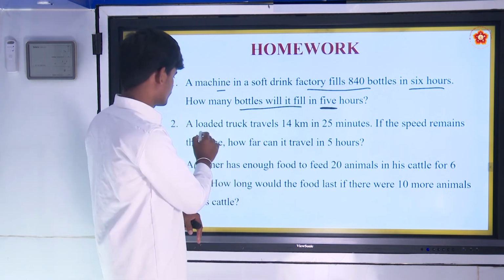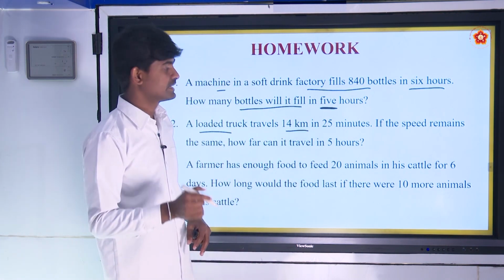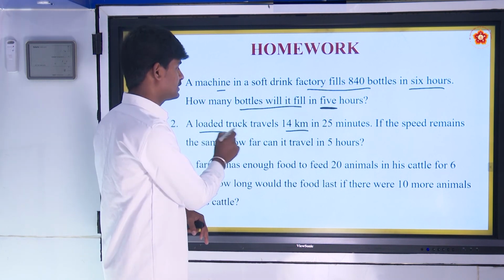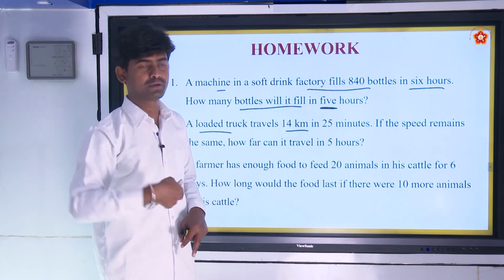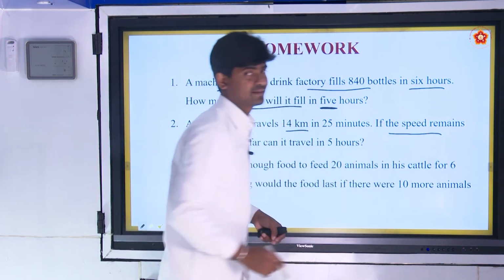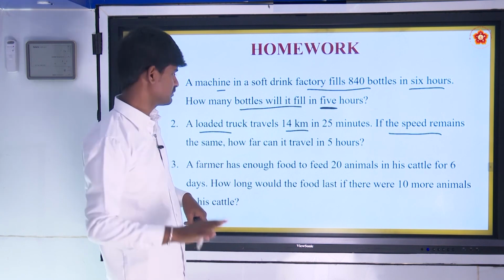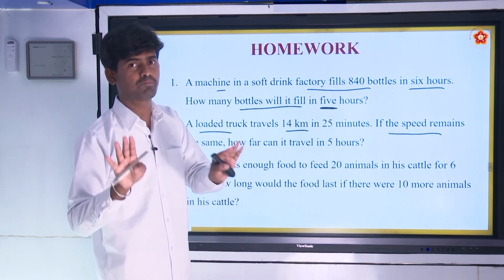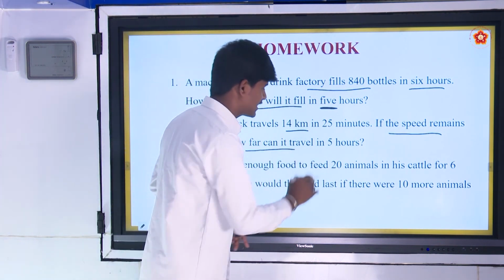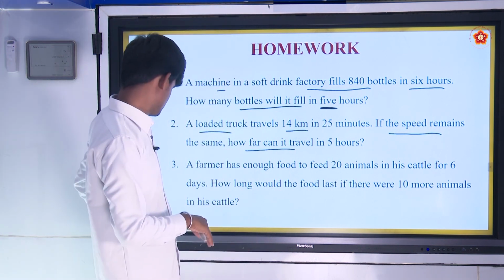Second question: a loaded truck travels 14 kilometers in 25 minutes. If the speed remains the same, neither faster nor slower, how far can it travel in 5 hours? That is the question.